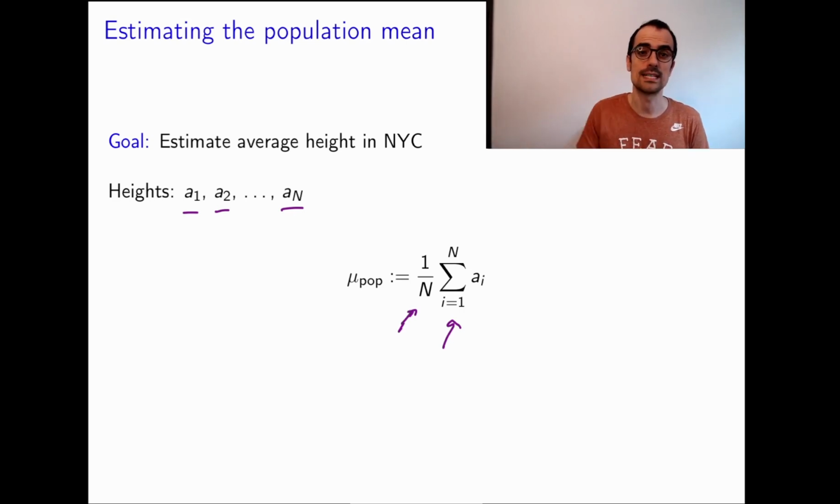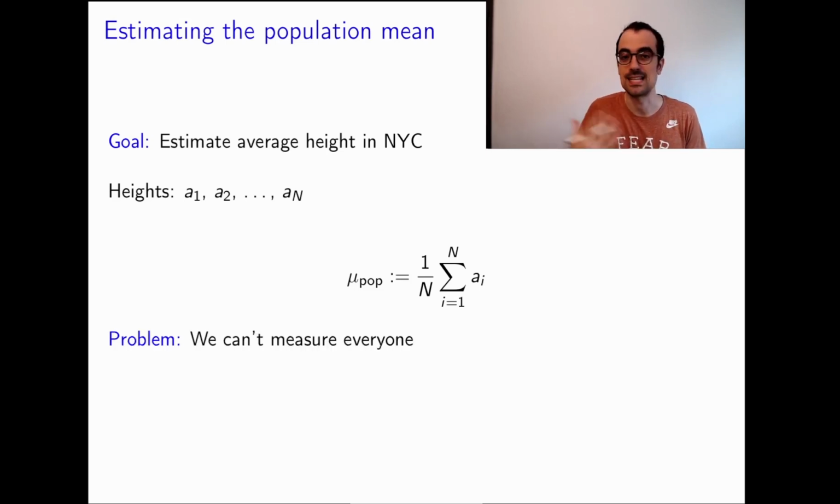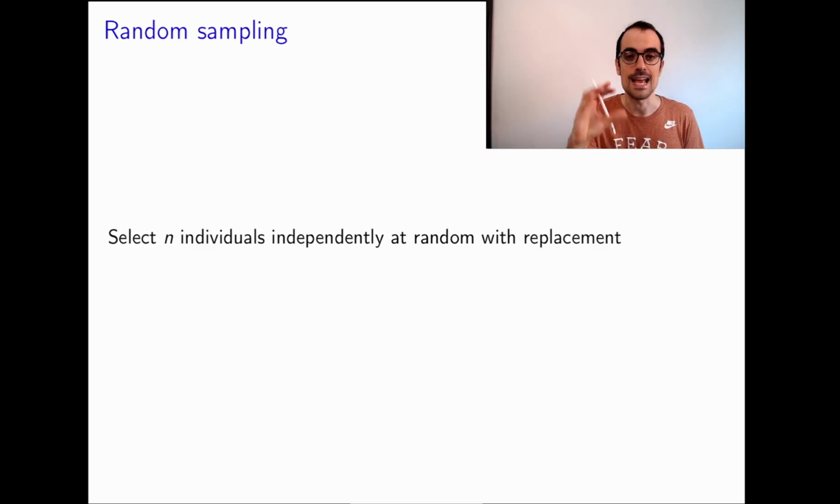Of course, we could go ahead and measure everyone in New York City, and we would get a very good answer, but this is not going to be practical. And this happens in many problems, where you cannot just go and measure each individual in a very large population. Instead, we're going to take another strategy, which is very popular in practice, which is random sampling. The idea is that we're going to select a subset of n individuals, and we're going to base our estimate of the average height on those individuals.